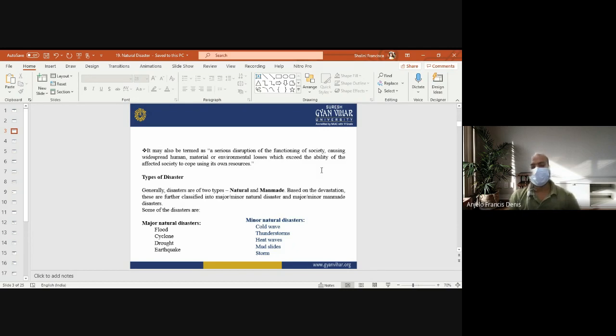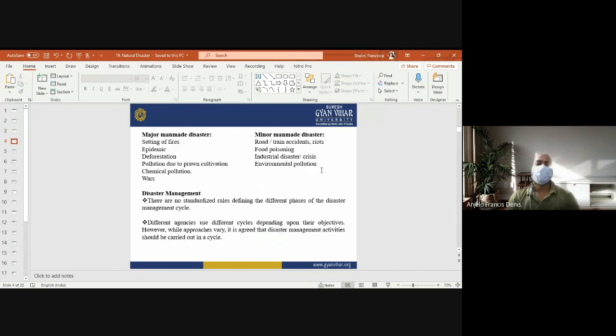Additionally, there are some classifications like major natural disaster and minor natural disaster. Accordingly, we have divided different types of disasters depending on whether they are of major type or minor type. The second one is man-made disaster. Again, there is a classification like major and minor type.